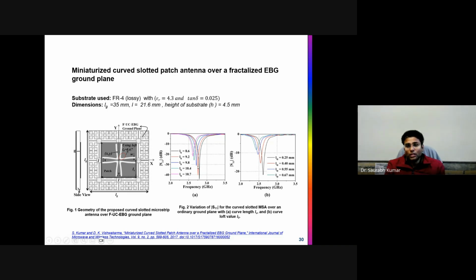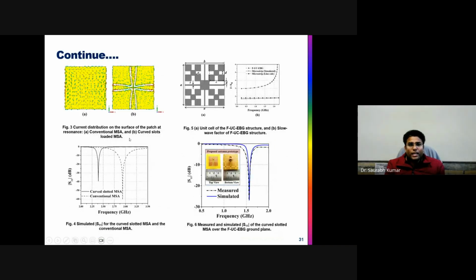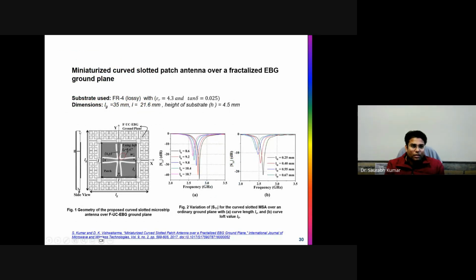So by curving, the conventional and the curved slotted antenna is miniaturized with the slotting techniques, you can say. Further miniaturization is achieved by replacing its ground plane. This is the ground plane. It is replaced with the fractalized uniplanar electromagnetic band gap structure. This is the uniplanar EBG. It is not the mushroom structure.